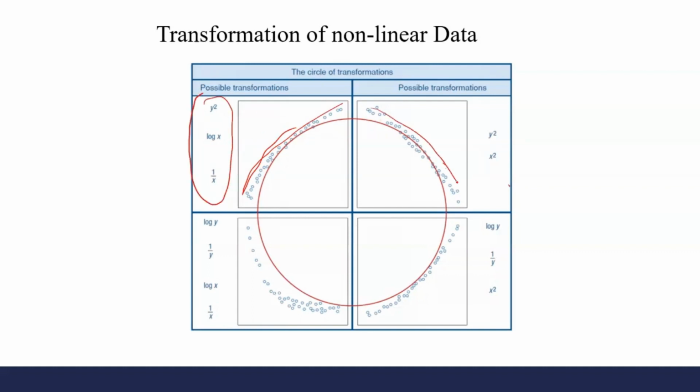If the points form a shape that looks like this, you could use these possible transformations to make it linear. Having said that, the x squared and y squared stretch the data to make it linear, whereas log and the reciprocal of x and y compress the data to make it linear.